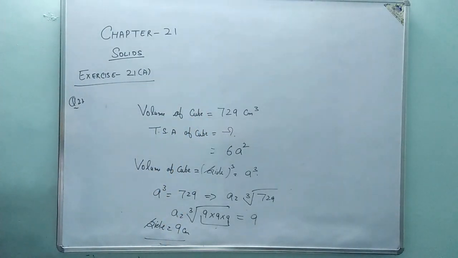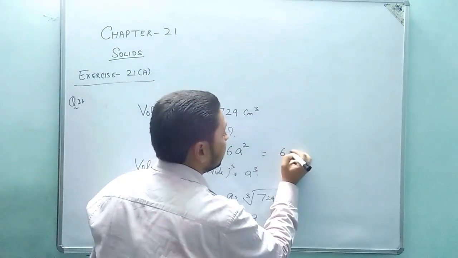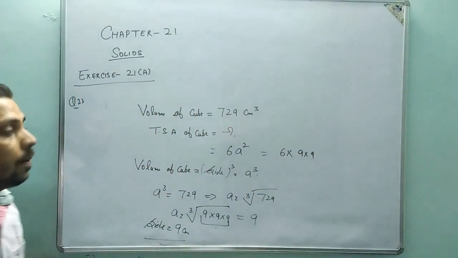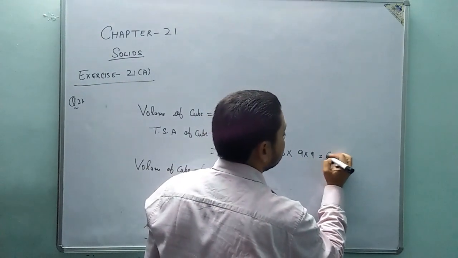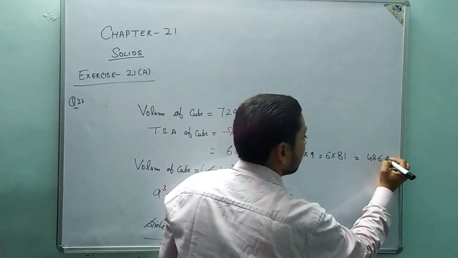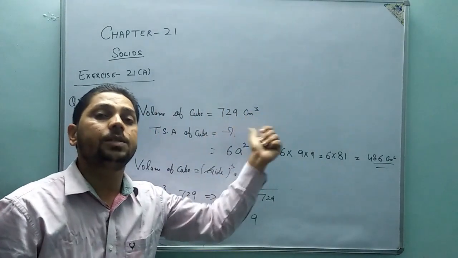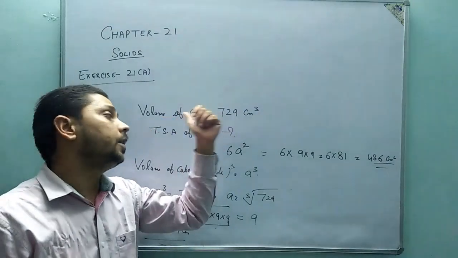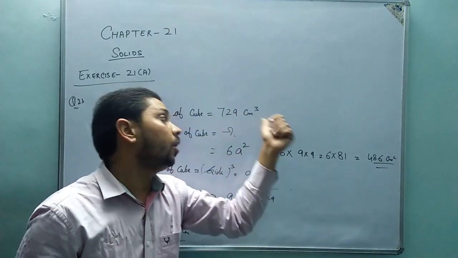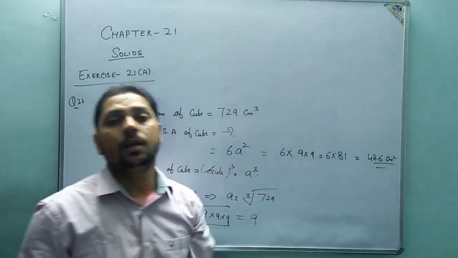Substitute the value of side a here. We will have 6 multiplied by 9 multiplied by 9. So it will be 6 multiplied by 81, that will be equal to 486 centimeter square. Remember, you must mention the unit at the end. Volume always has unit in cube, and area always has unit in square.